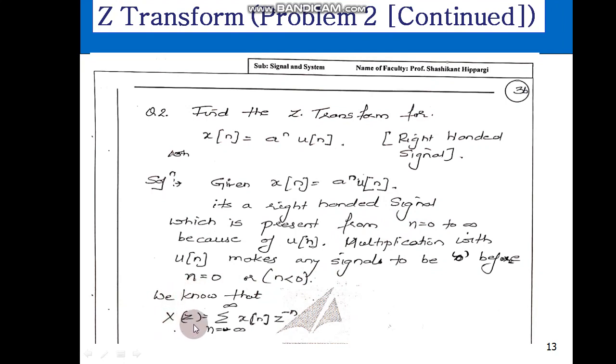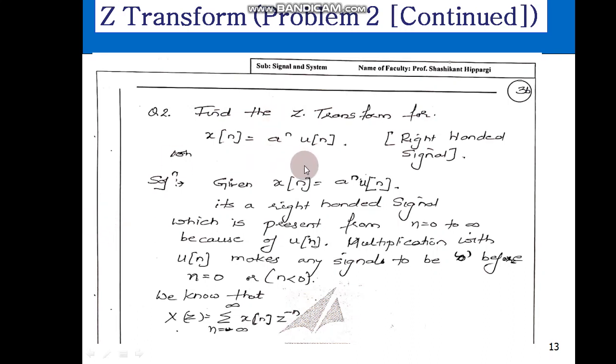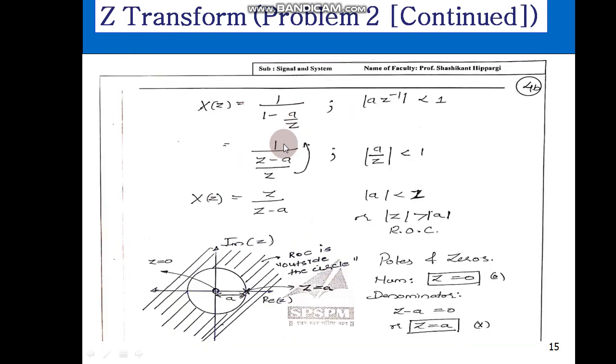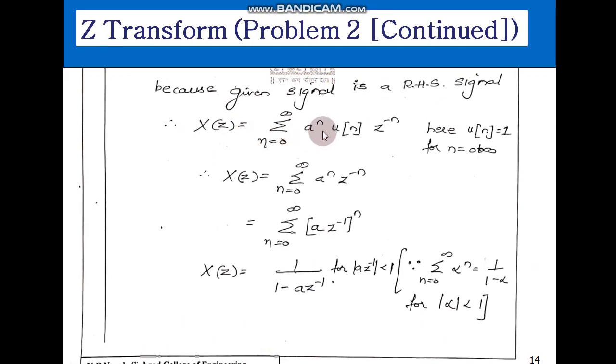So X of z can be calculated by the formula, the sum from n equal to minus infinity to plus infinity of x of n z to the power of minus n. This is a very simple formula that we have used earlier also. If I substitute the value of x of n as a raised to n u of n, replacing x of n by this, the formula becomes X of z equal to the sum from n equal to minus infinity to plus infinity of a raised to n u of n z to the power of minus n. I have written it as 0 to infinity just because of this u of n.